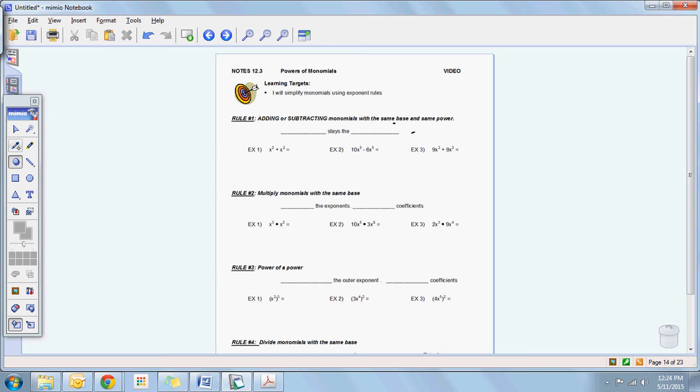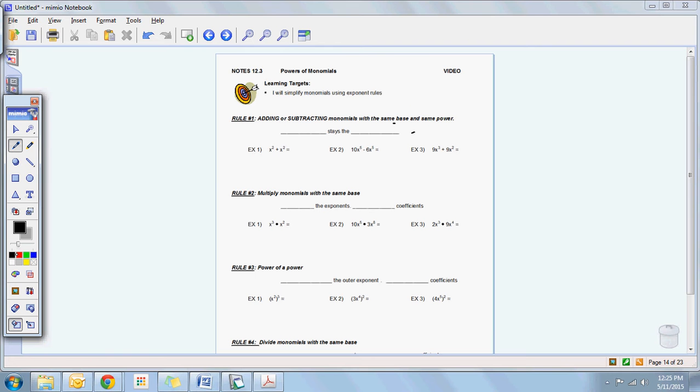Okay, here we go. 12.3, we're going to be talking about power rules. What do you do when you're asked to add, subtract, multiply, or divide things with exponents? There's 4 main rules to talk about. We're going to jump right into it and talk about rule number 1.